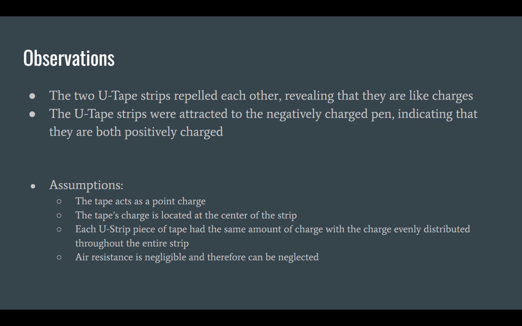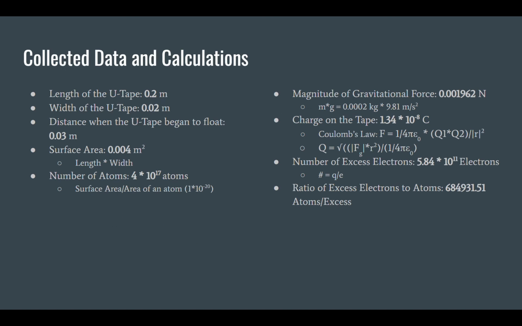Now, a few assumptions about this experiment. First, that the tape acts as a point charge. Second, that the tape's charge was located at the center of the strip. Third, that each U-strip piece of tape had the same amount of charge, with the charge evenly distributed throughout the entire strip. And fourth, the air resistance was negligible and therefore could be neglected.